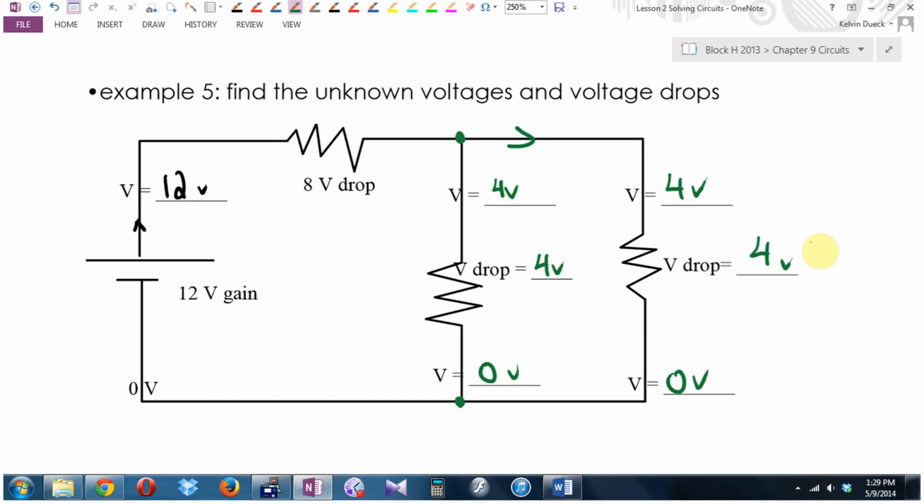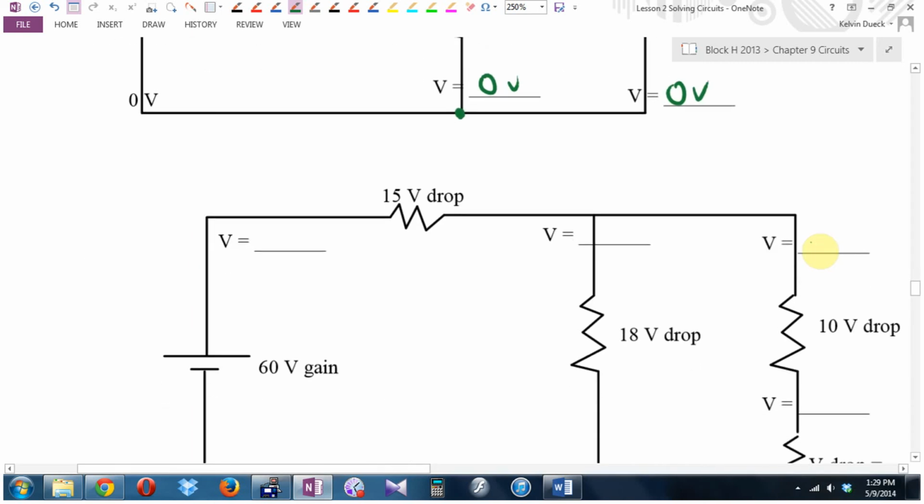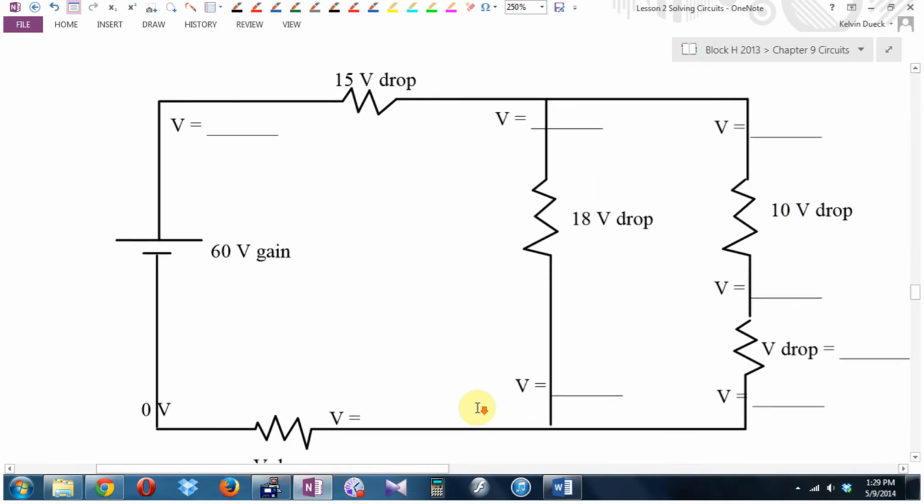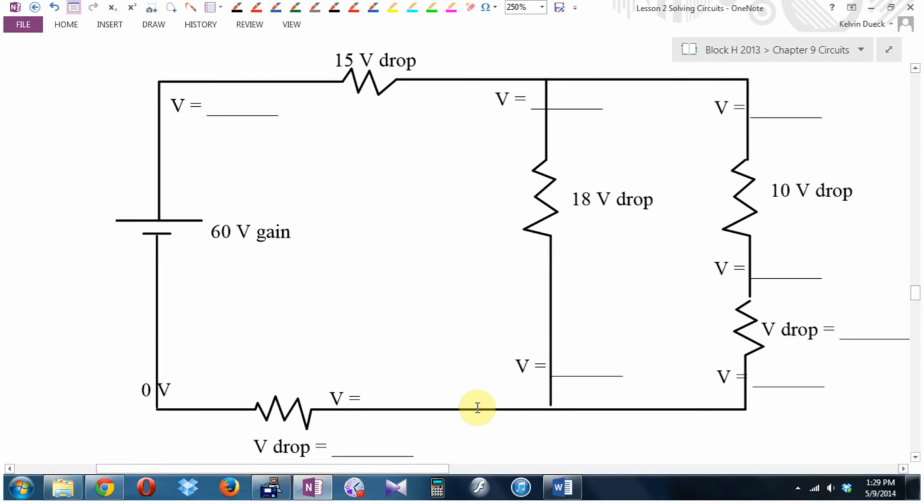Let's try the next one, you and I. Okay? Let's board. See the battery? How high in the top left corner still? 60. Okay. Everyone goes down this hill, so everybody loses 15 volts. The entire current loses 15 volts.